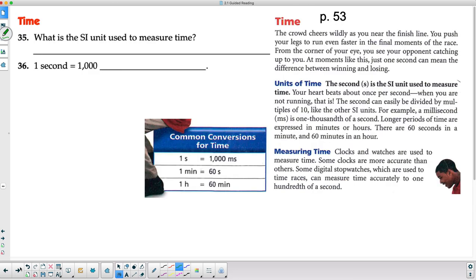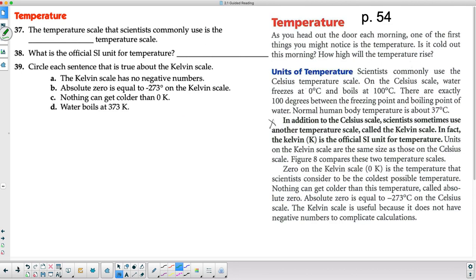What is the SI unit of measurement for time? That is seconds. Time is seconds, and 1 second equals 1,000 milliseconds. Good. Keep moving. Temperature. The temperature scale scientists commonly use. Scientists commonly use the Celsius temperature scale. Okay, so that would be degrees Celsius. What's the official SI unit for temperature? However, the official SI unit for temperature is Kelvin.